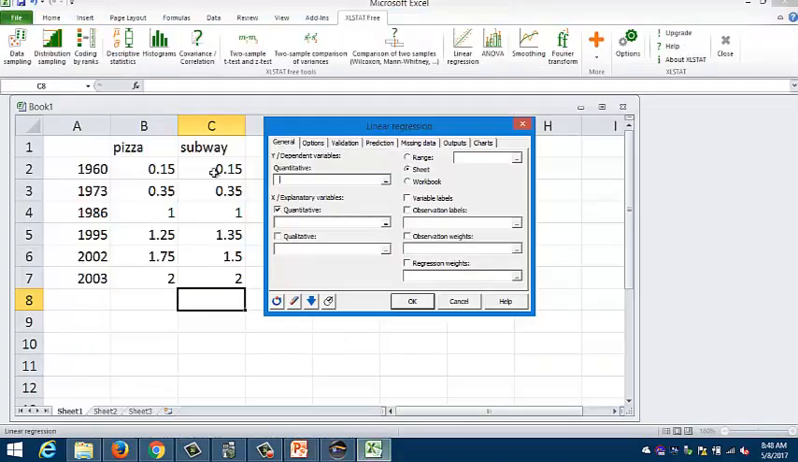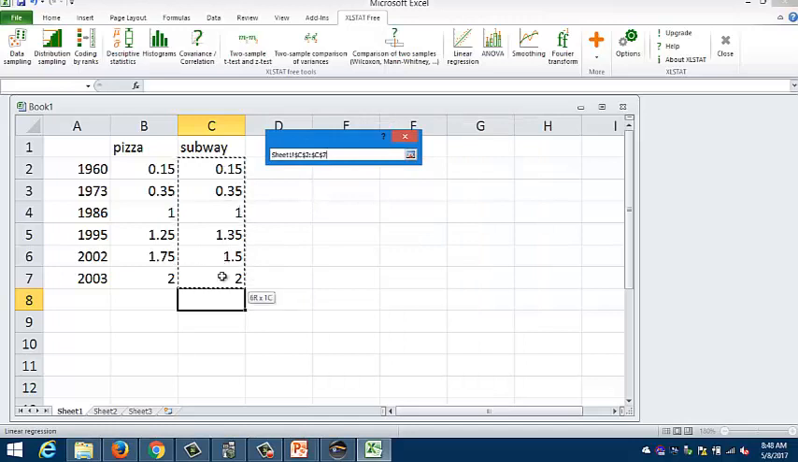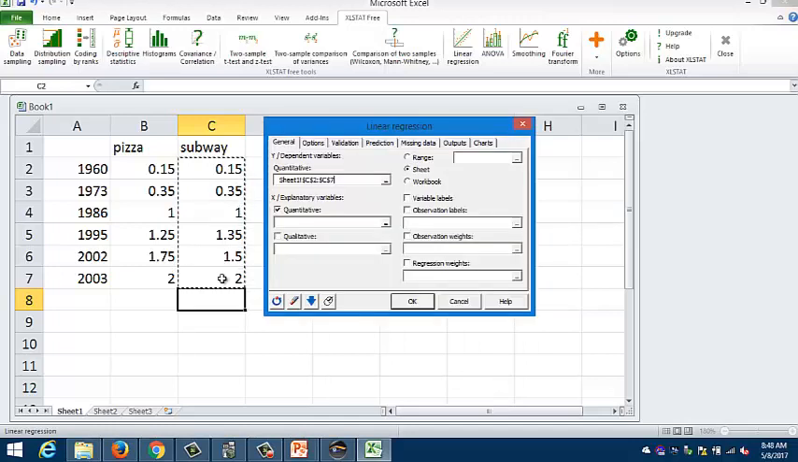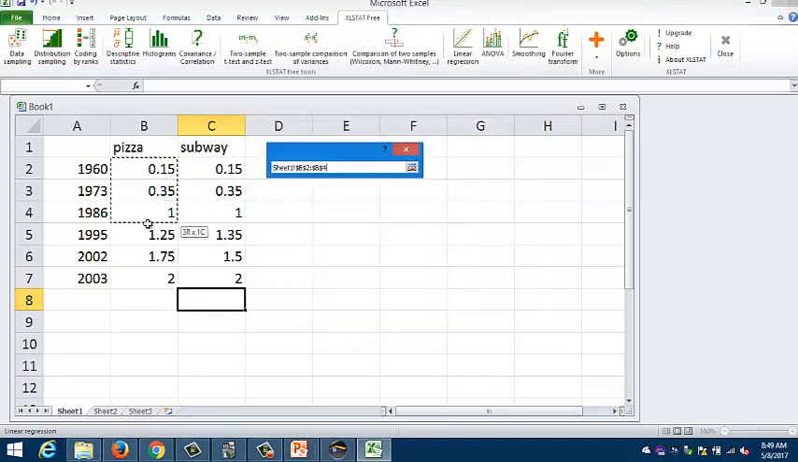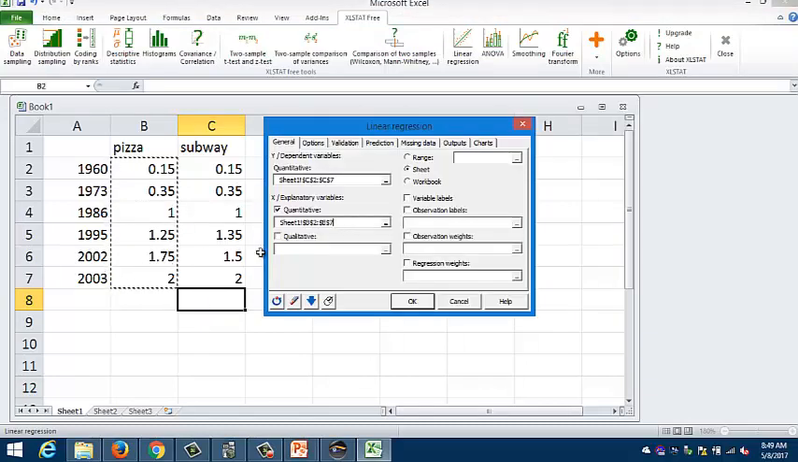Where this is quantitative Y dependent variable, I'm going to highlight this data here. It says for me that it's from C2 to C7. I'm not sure which yours is, because everyone's a little different. But I highlighted the Y values there. Now here, it says, do we have quantitative data? Yeah, we want to leave that check marked. And in this box, I'm going to hit what the X variables are. That's pizza. So I'm going to go from here to here. Okay. So that's pizza as well.